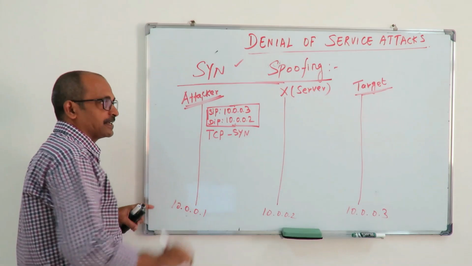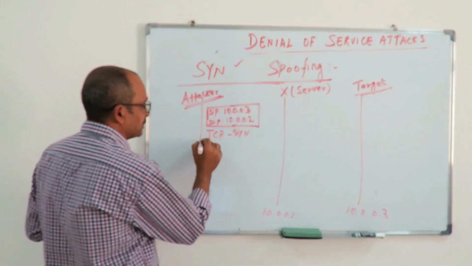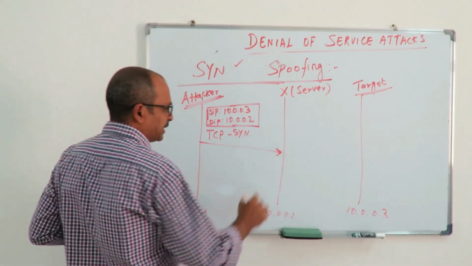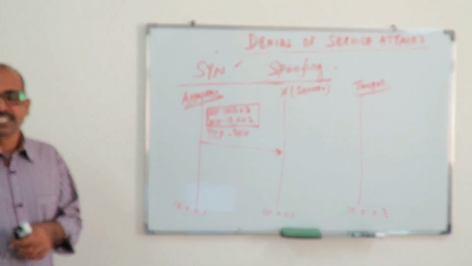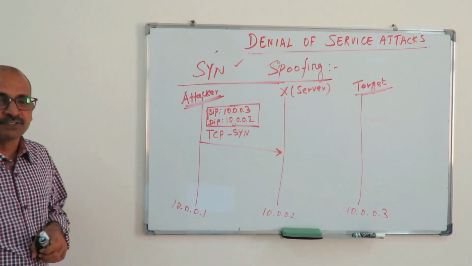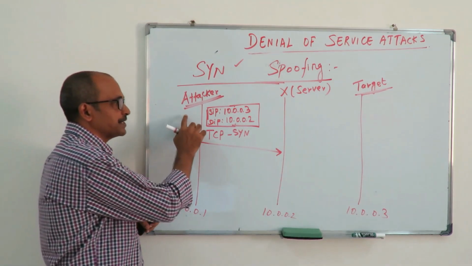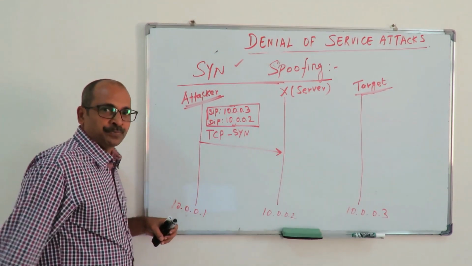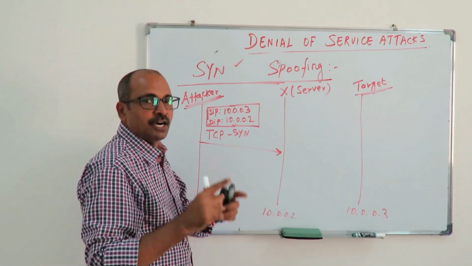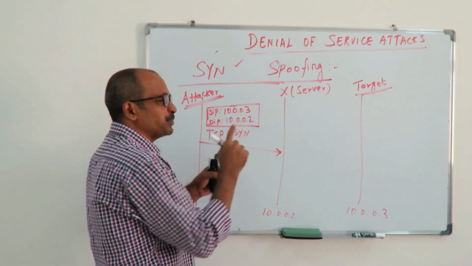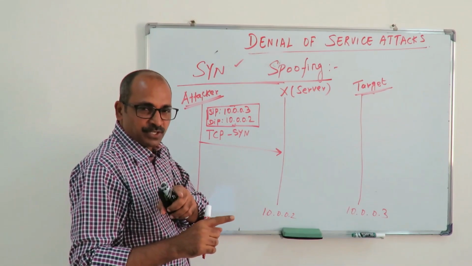The attacker is generating a packet like this, and this packet will be sent to the server machine. Now, what is the next step? We already discussed that there are 3 steps. The first step is the client giving the SYN packet to the server. The next step is the server giving the acknowledgement, and also the server giving its own SYN. Okay, it will be taken.